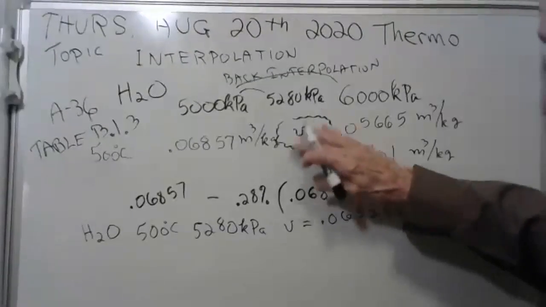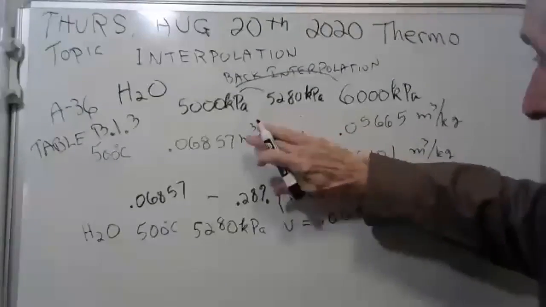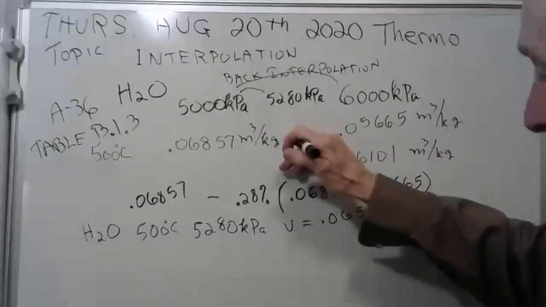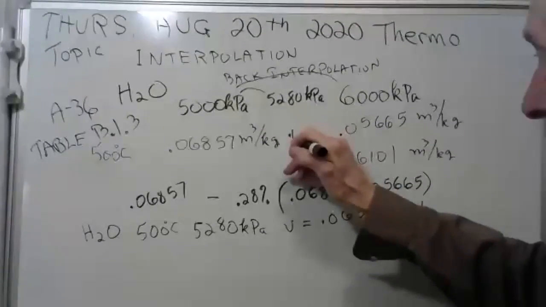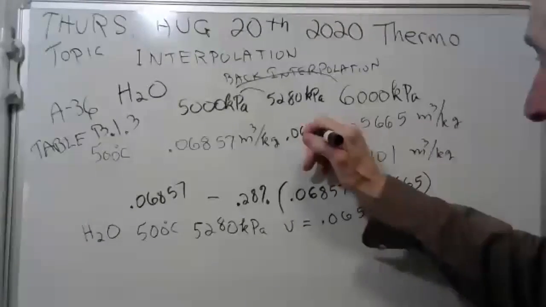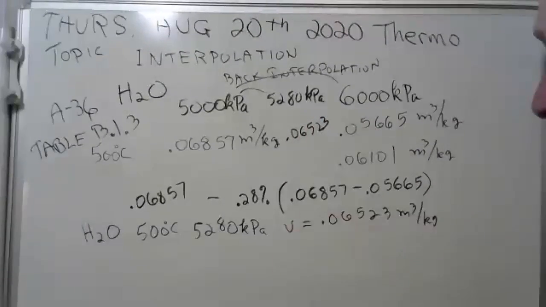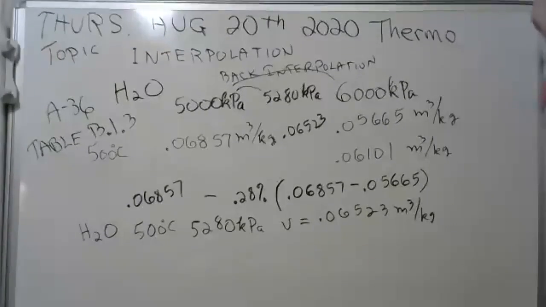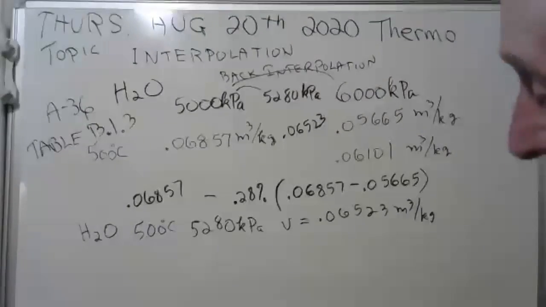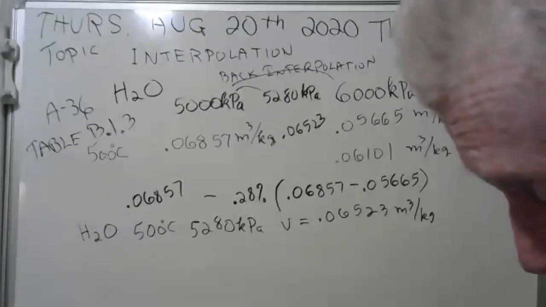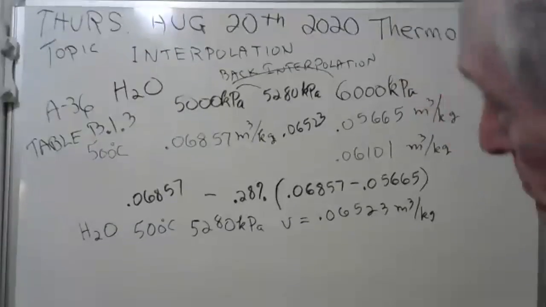Does that even make sense? Let's put it in here and see if it does. We think what goes in here is 0.06523. Yeah, it kind of makes sense. Yeah, 0.06. I think that's right. Looks good. Did you understand that? Probably not.